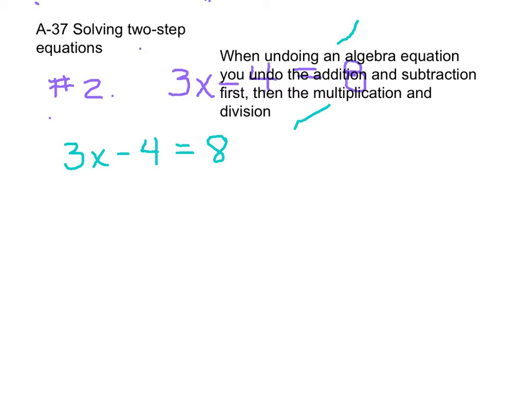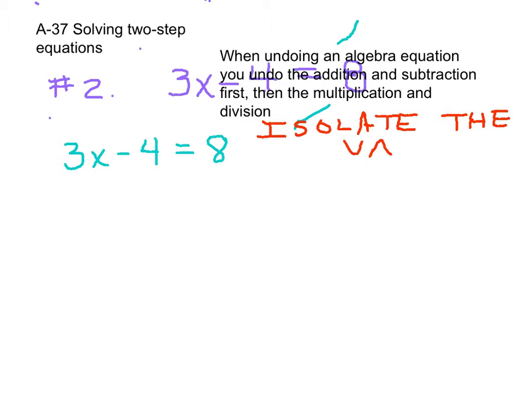So we're doing A37, solving two-step equations. When I'm undoing an algebra equation, you undo the addition and subtraction first, and then you undo the multiplication and division. What I need to remember is that my goal is to isolate the variable. So that's my absolute goal.